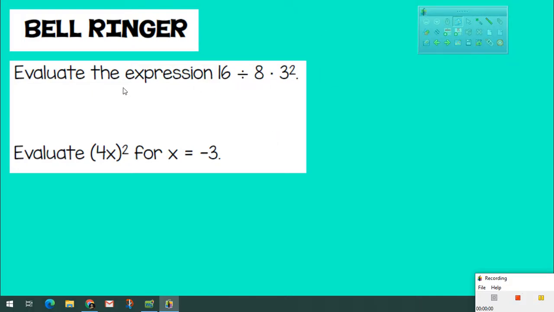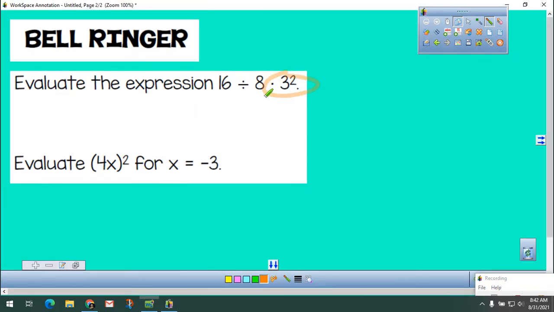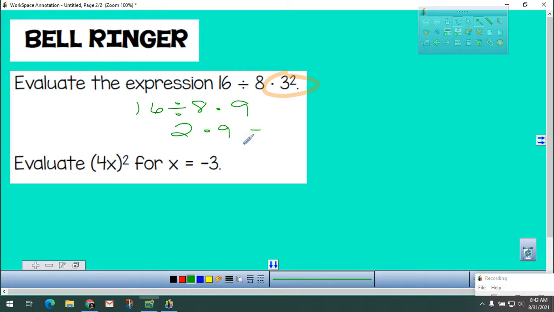Alright guys, for today's bell ringer, it says evaluate the expression 16 divided by 8 times 3 squared. So order of operations says that we are going to do 3 squared first. So what I'm going to do is I'm going to have 16 divided by 8 times 9, and then we can just go from left to right. 16 divided by 8 is 2, and 2 times 9 is 18.